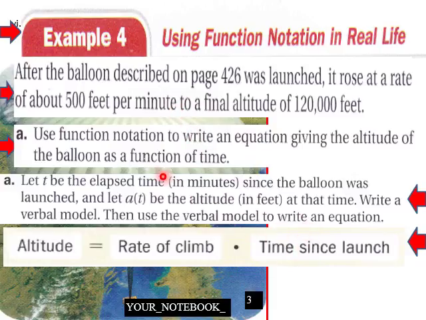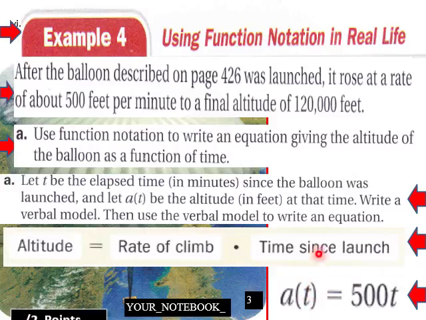And then time is, do we have a limit here on time? Doesn't look like it, just minutes here. So A of t would equal 500t. So it'd be 500 feet per minute times t. So that would be your function for altitude as a function of time.